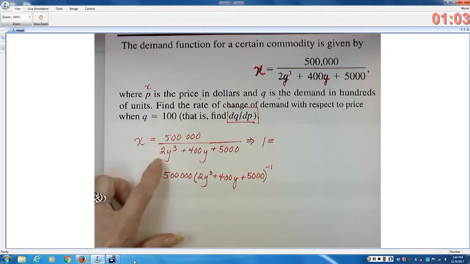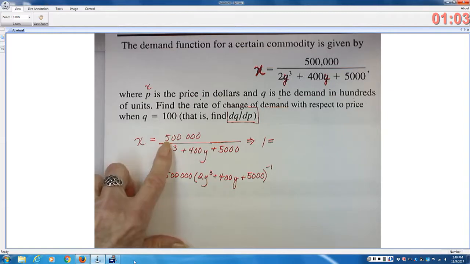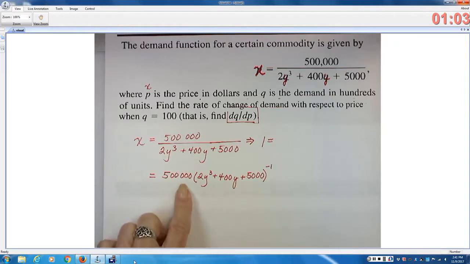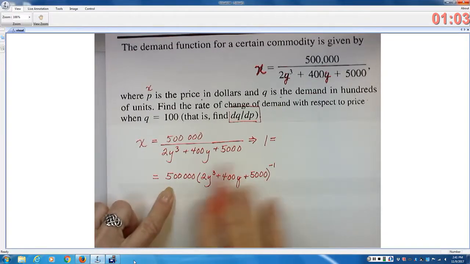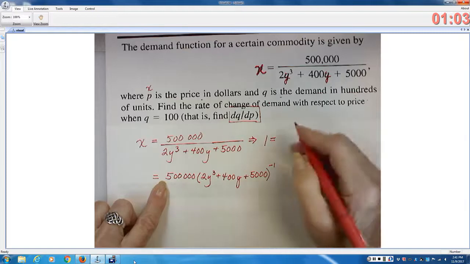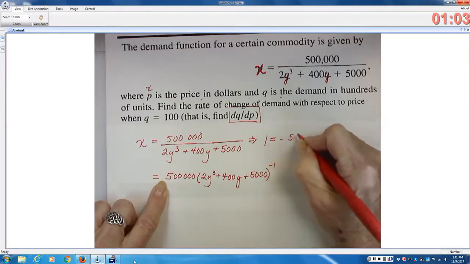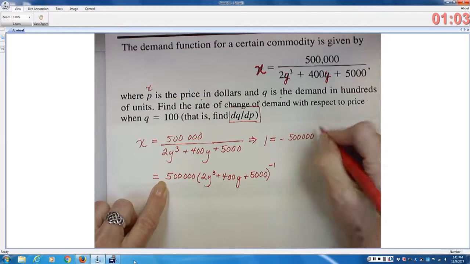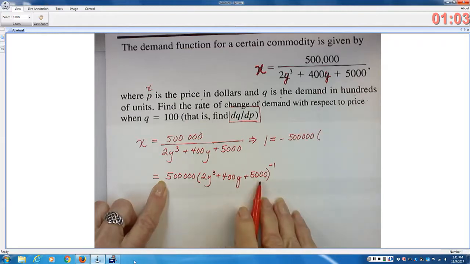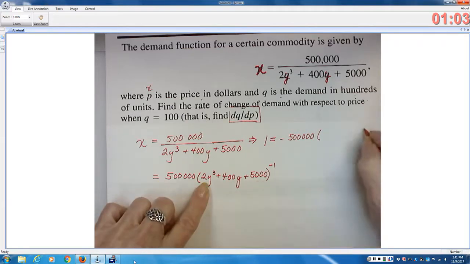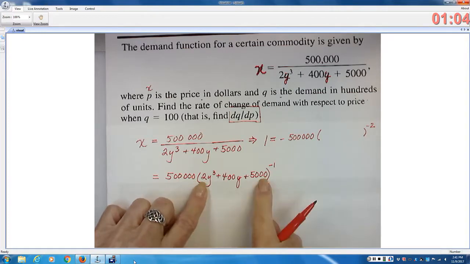Because otherwise we're going to have to apply the quotient rule, and part of it's going to disappear anyway because the derivative of the numerator is 0. So it'd be just as easy to go ahead and move the denominator up to the numerator and apply chain rule instead. Okay? So -1 times 500,000 times that to the -2 power times the derivative of that.